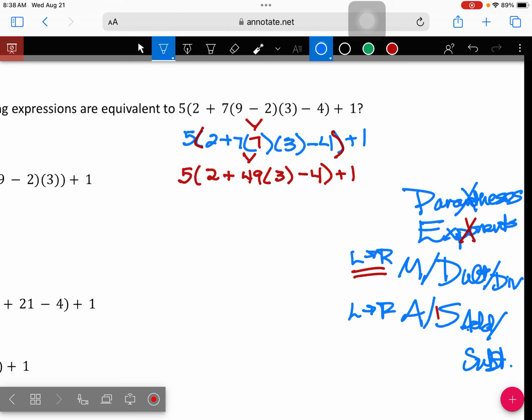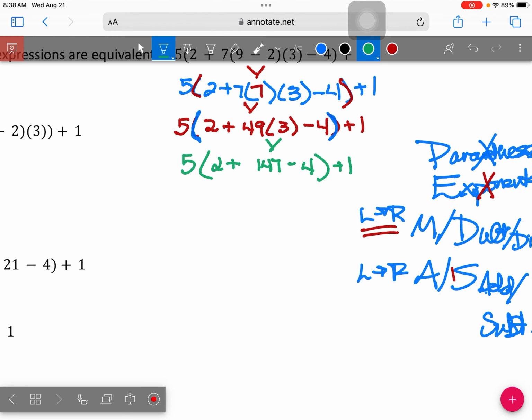All right, so I'm still looking inside these parentheses. Left to right, and then what am I going to do? 49 times 3. I like making these little V's that kind of show me this is what I'm doing next. 49 times 3 is the same as 50 times 3 minus 3, which is 147. Do you guys ever multiply like that? It's okay, you can say no. All right, so I have 5 parentheses 2 plus 147 minus 4.